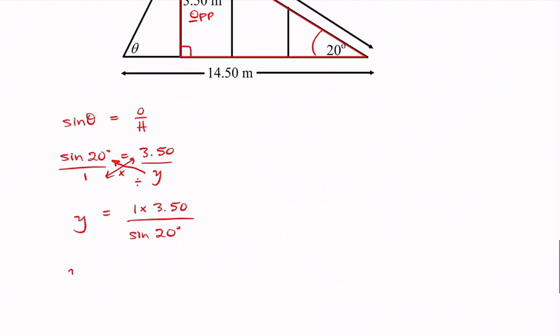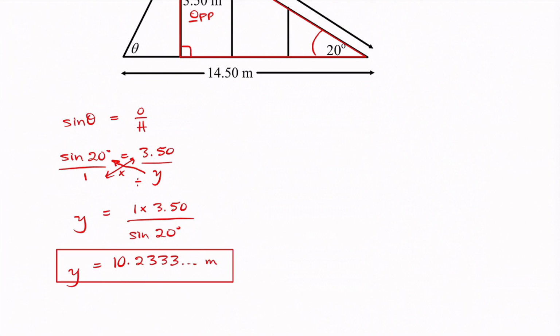And then throwing that into our calculator, you are going to get 10.2333 and then some more decimals. Okay, so I have found y. Now I'm not going to round that because I might need to use that number later, and I don't want to round it early and then it throws off my other values.